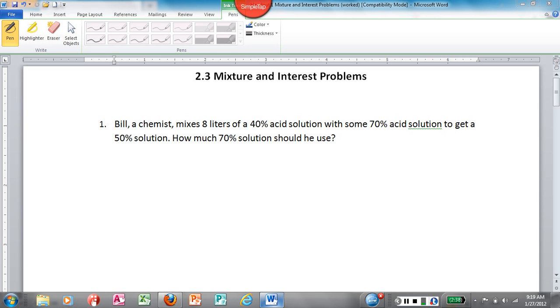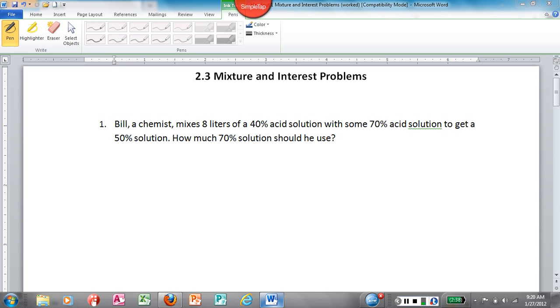So let's get started. My number one problem is a mixture problem, we like to call them. Reading through it, number one: Bill, a chemist, wants to mix 8 liters of a 40% acid solution with some 70% solution. When he does that, he wants to get a 50% solution mixture. The question is, how much 70% should he use to do that?